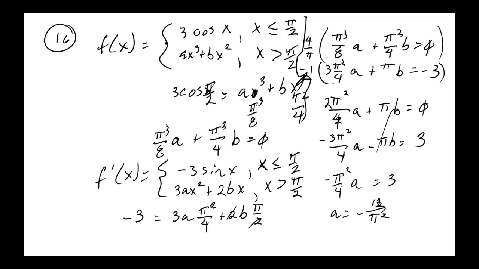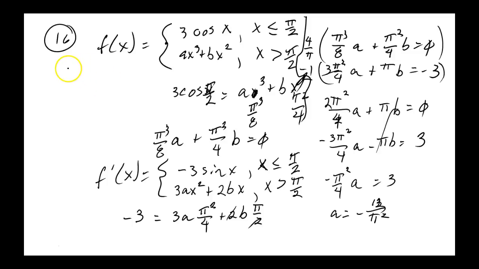And then go back and find b. Which one do we want to use? Probably the bottom. I'm just trying to read my writing here. That's 3 pi squared over 4, isn't it? Right, because I wrote it out like that and realized that wasn't it.